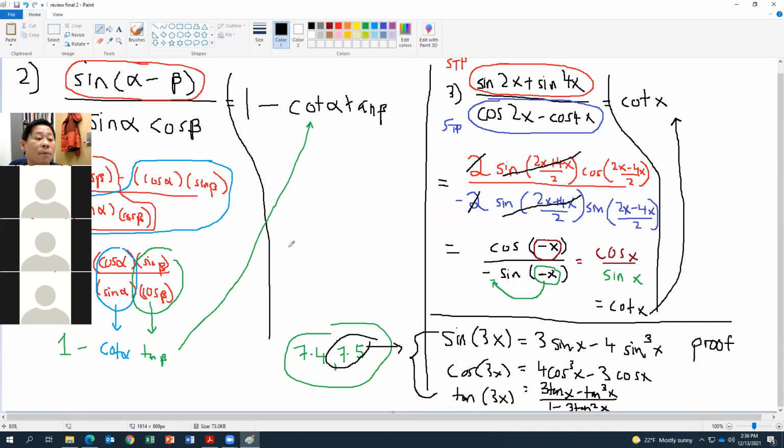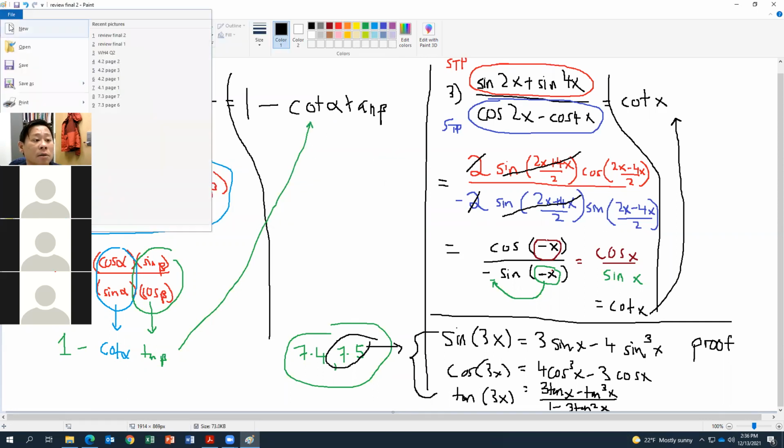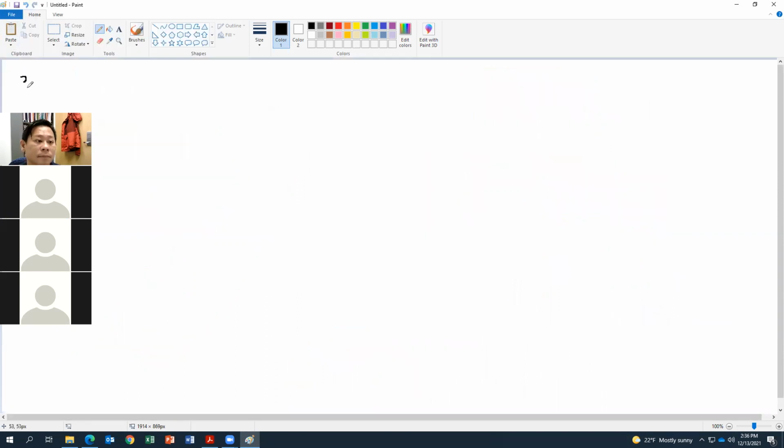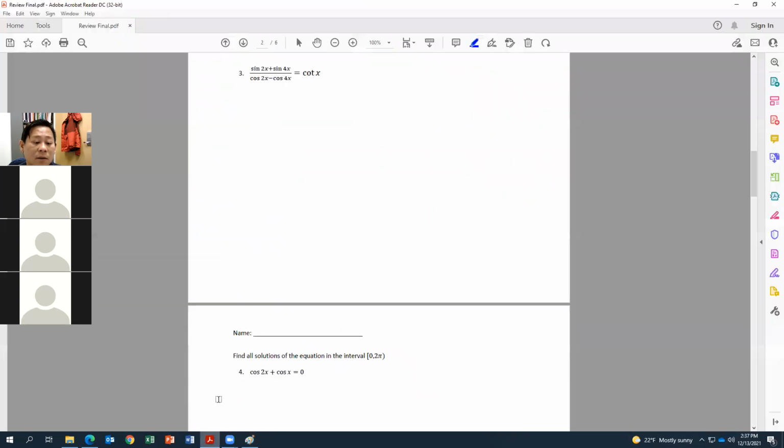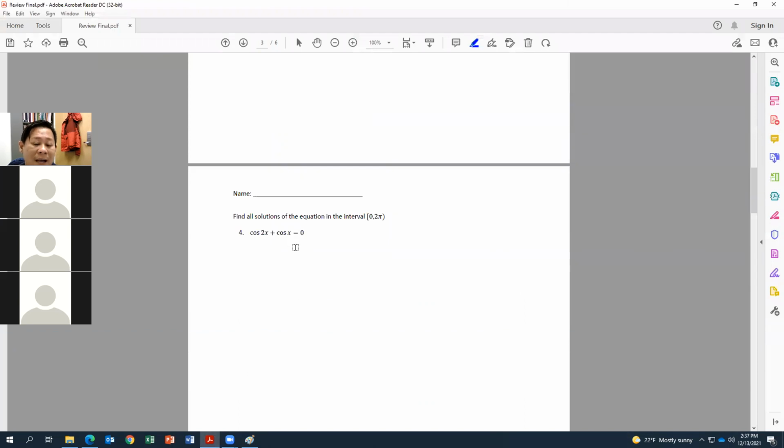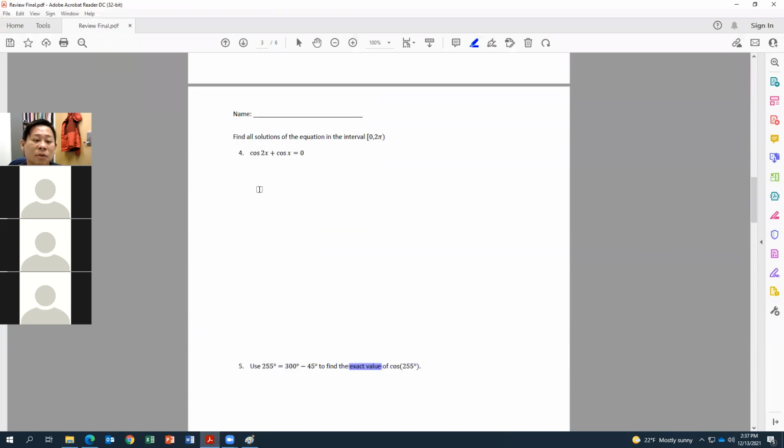Okay, this is in 7.5. Questions? The fourth question that we have here is asking us to find the solution for cosine 2x plus cosine x equals 0.